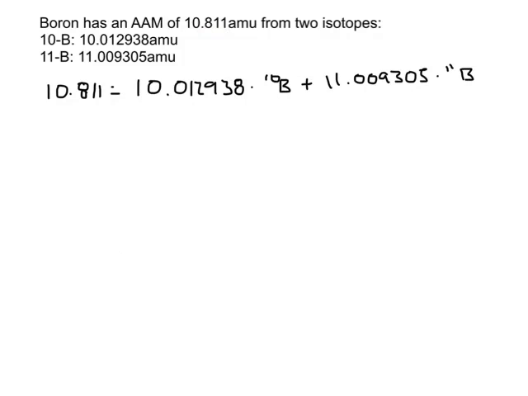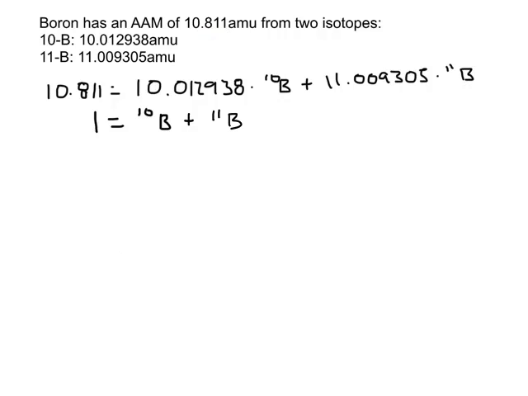Now this is one equation with two unknowns, 10B and 11B, so we know that we're going to need to set up a system of equations. But since there are only two isotopes, we know that the percent of 10B plus the percent of 11B is going to equal 100%. I want to write that in decimal fashion, so I'm just going to say 1 equals 10B plus the percent that's 11B. And we're going to use solving by substitution to solve this.